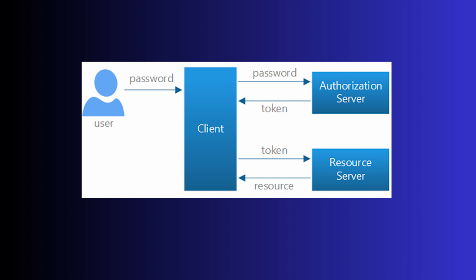This is a simple diagram. The user connects with a password to the client, the client gives the password to the authorization system, the authorization system gives the token, and the token goes to the client. The client gives the token to a resource server, and the resource server gives back a resource.